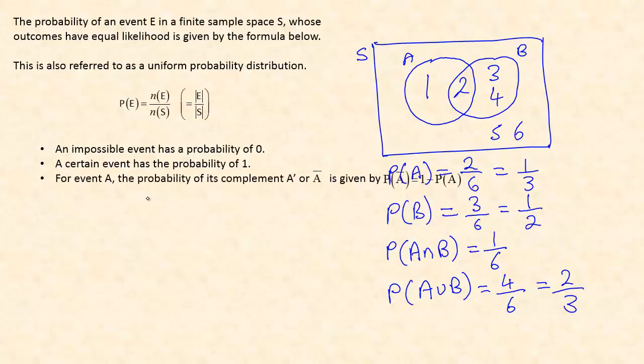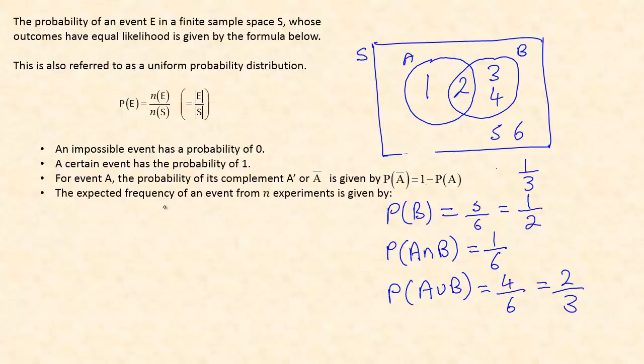For event A, the probability of its complement A dashed or A bar is given by the probability of A bar is equal to 1 take away the probability of A. Let's just clear that up so we can see that one. And we discussed that one in the previous lesson as well.